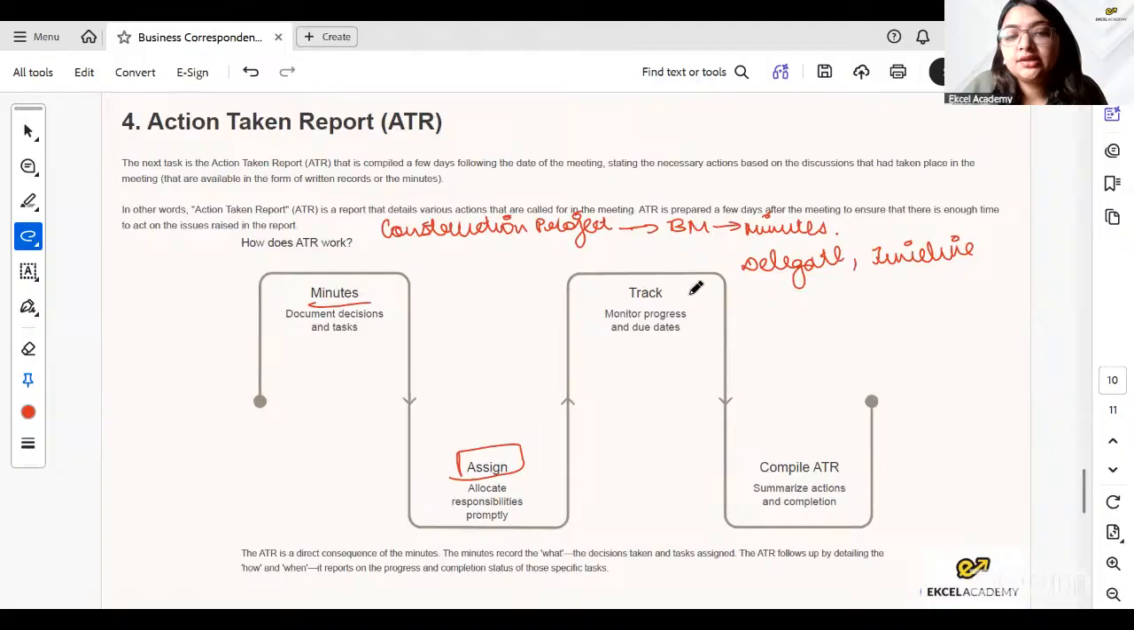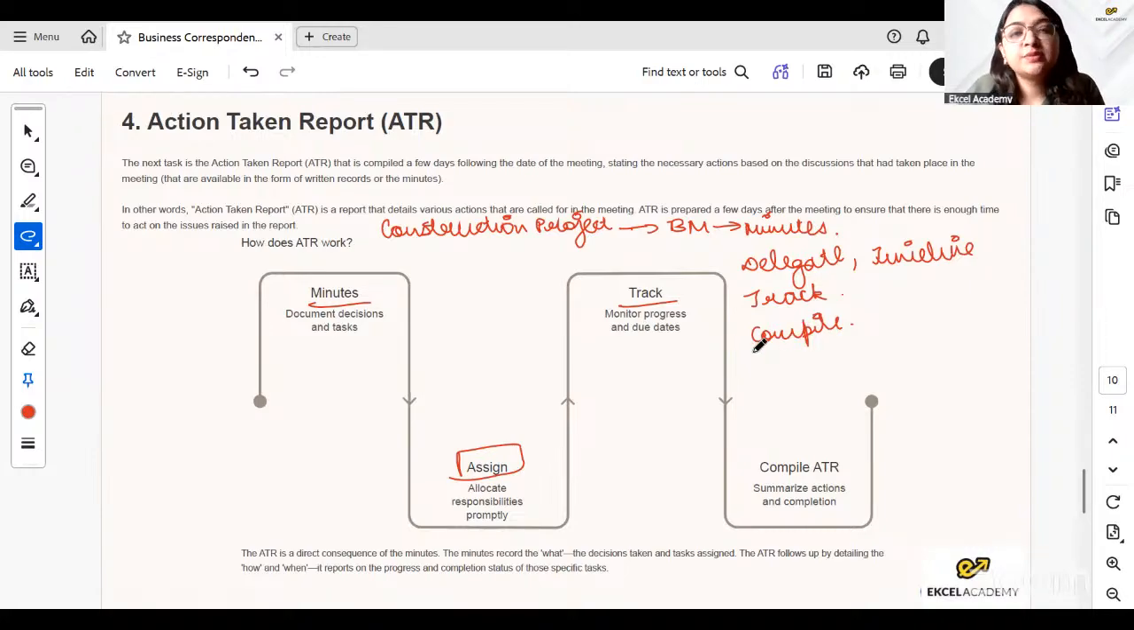Once that is done, you will track. Are the people who are delegated with these responsibilities doing the thing? Is it happening within time or are we at a delay? Right, compile your ATR. What do you compile? Saying our original plan date of completion was the 10th of August, but we actually completed it by the 10th of July itself, right? What were the points which helped us complete the project earlier?